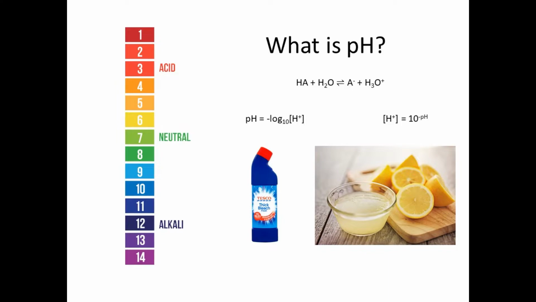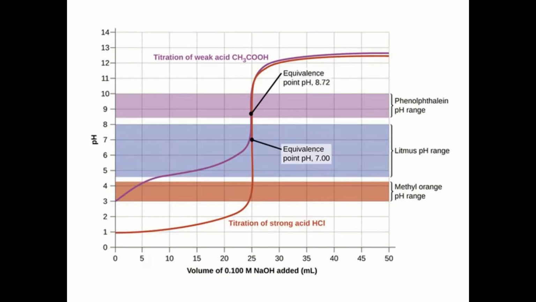As it's on a logarithmic scale, an acid of pH 1 is 10 times as concentrated as an acid of pH 2. If a solution is less than pH 7, it's acidic, and if it is greater than pH 7, it's alkaline or basic. A pH indicator allows us to determine the pH of a solution through a colour change.